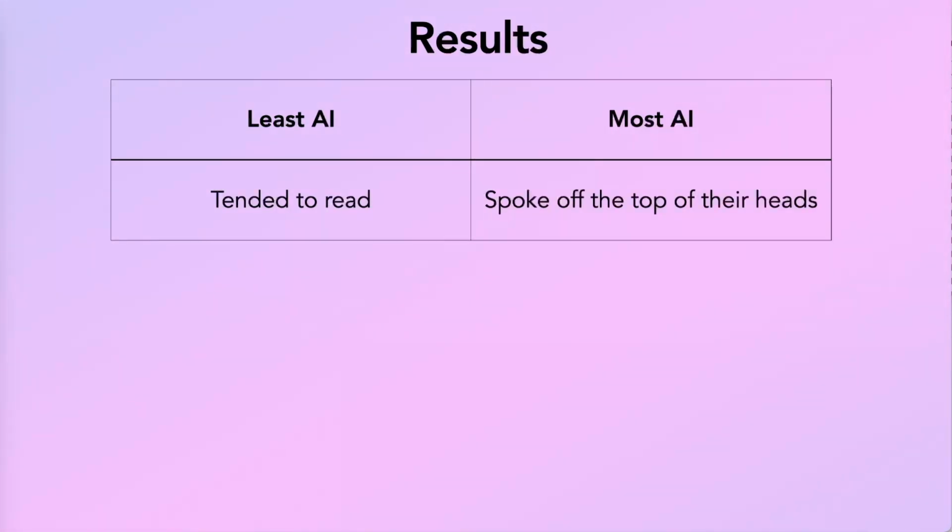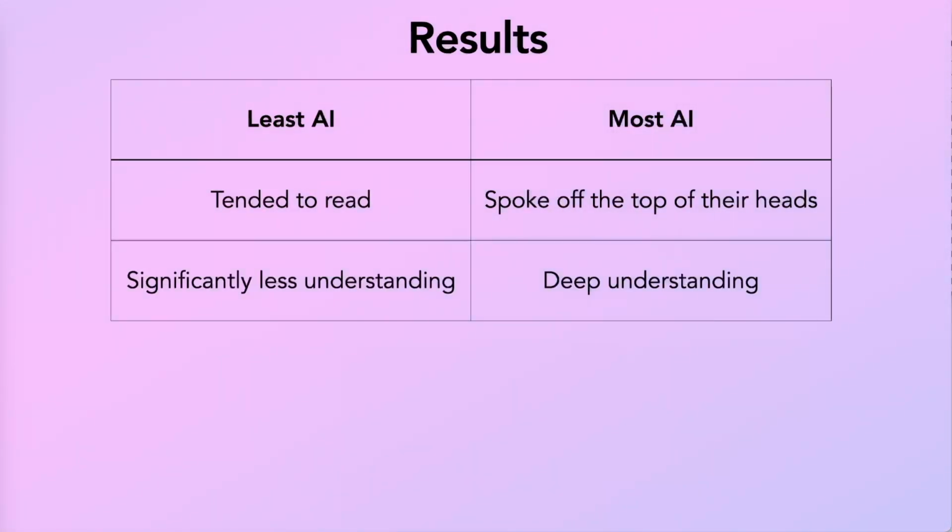They tended to read their project. They tended to read all the information. Most of the AI-heavy students spoke off the top of their heads, showing that they had actually internalized the knowledge. The least AI had significantly less understanding on questioning. The most AI had deep understanding.